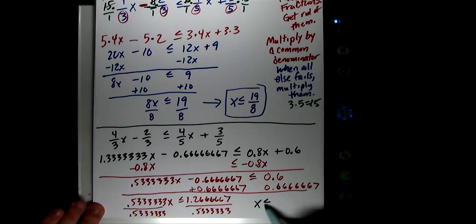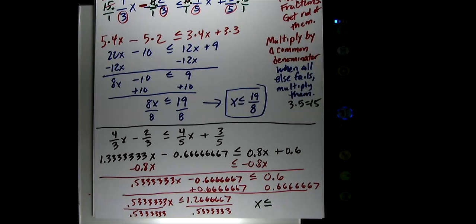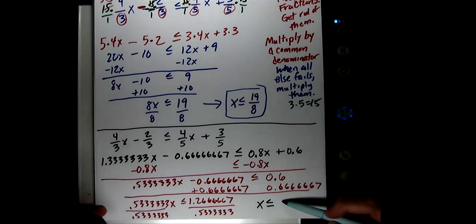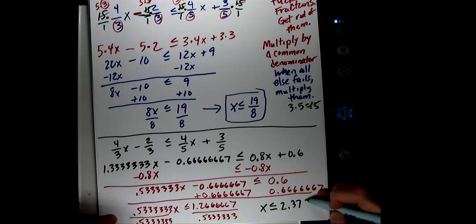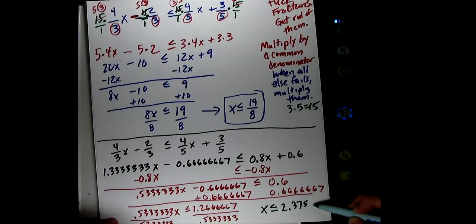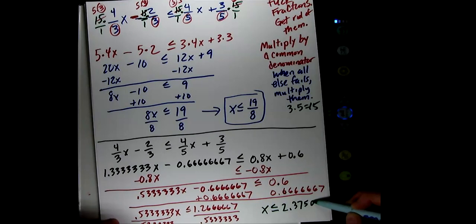x is less than or equal to, where is my trusty calculator? 1.2666667. I'll do 6 decimal places. Divided by 0.53333. I get 2.375. And then a lot more decimal places. I got a couple zeros and then some more junk.